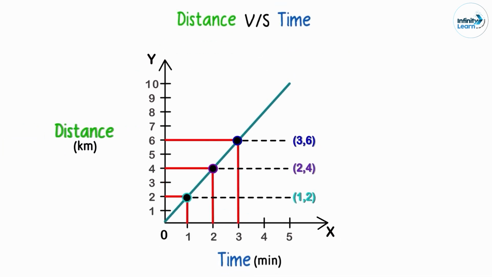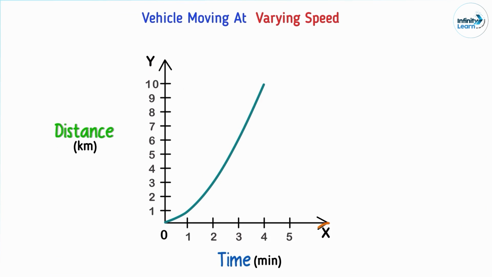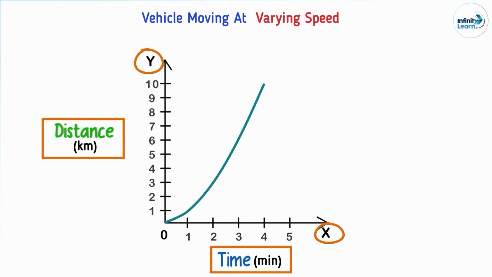In the previous part of the video, we looked at a distance time graph of a vehicle moving in uniform motion. How will the graph look if the vehicle is moving at varying speeds? Let's look at this graph. The x-axis shows time and the y-axis shows the distance covered.